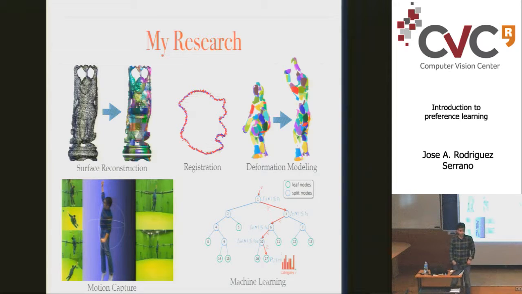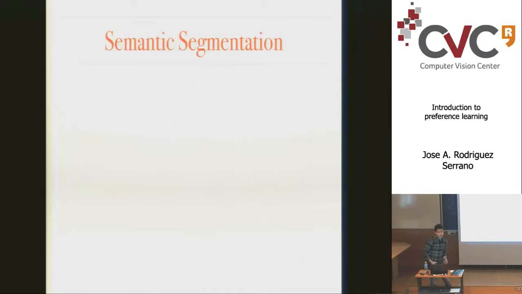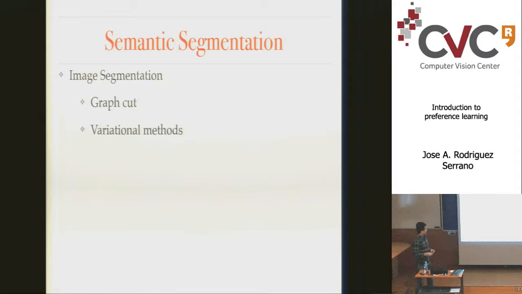At the same time, I've always been interested in machine learning techniques, the modern techniques like random forest and recently deep learning. And I've been using those tools for different problems, like multi-class object detection, and also for this presentation. Here I will talk about semantic segmentation.